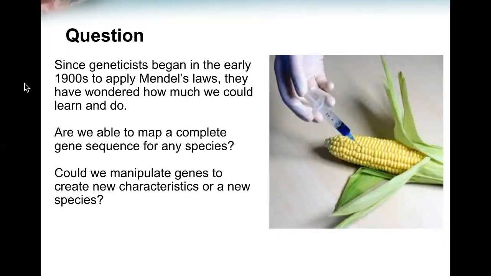Since genetics began in the early 1900s to apply Mendel's laws, scientists have wondered how much we could learn and do. Are we able to map a complete gene sequence for any species? Could we manipulate genes to create new characteristics or a new species?